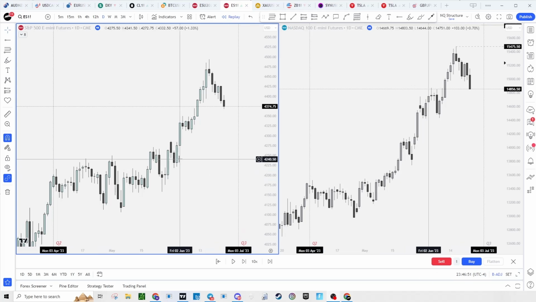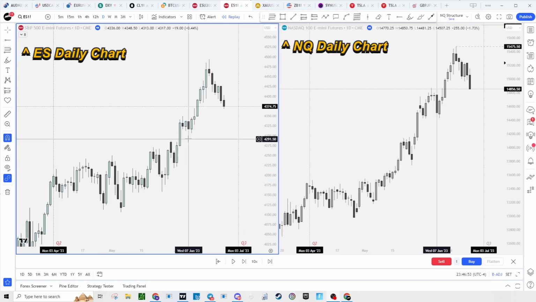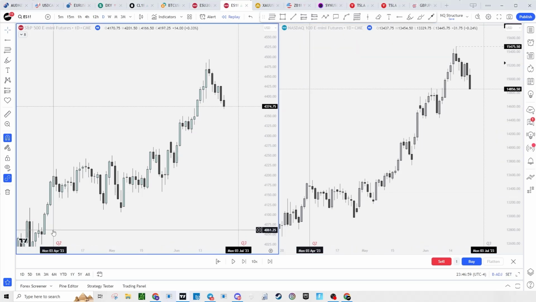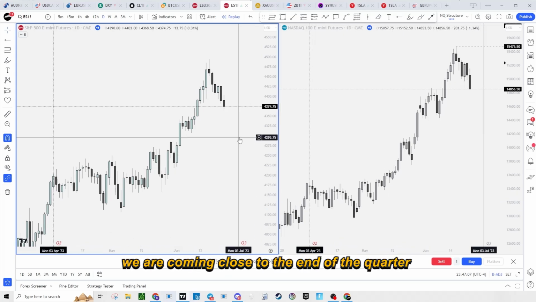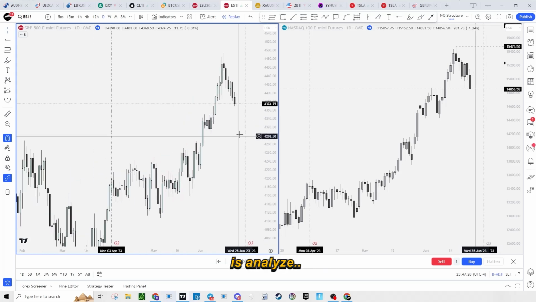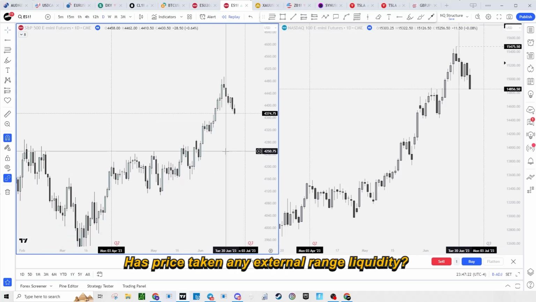So on this chart here, I have a daily chart of the S&P 500 on the left and the NASDAQ on the right. I have a representation of the entire quarter two for both, and as you can see, we're coming close to the end of the quarter, the last week of June. What I see here, the first thing that I'm going to analyze, is has price taken any external range buy side liquidity?